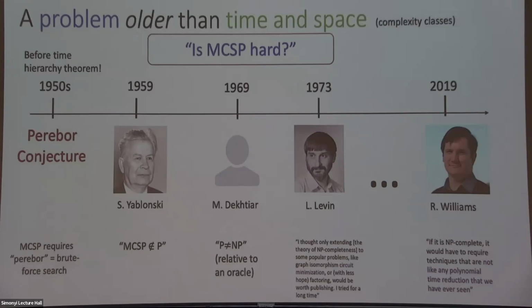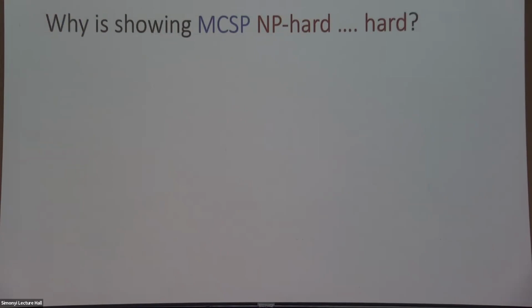Anyway, so this question is, is MCSP NP-hard, or hard in some sense, and it has some fun history. Okay, so now let me tell you a little bit about why showing this problem is hard. As I've mentioned on the previous slide, it's something that people have thought about for a while. So why is it difficult? I mean, there are thousands of problems that we know how to show are NP-complete. Why is this specific problem so difficult for us to get a handle on?